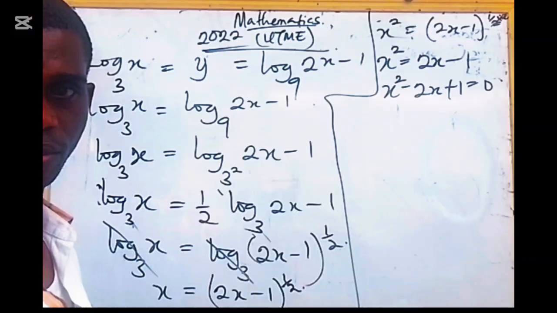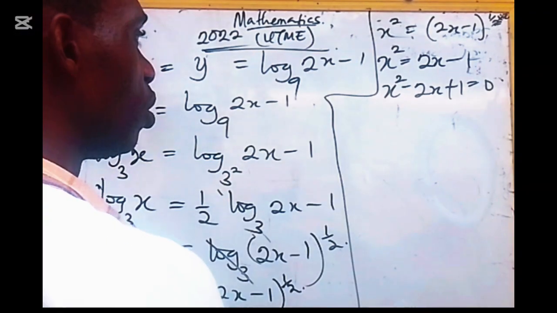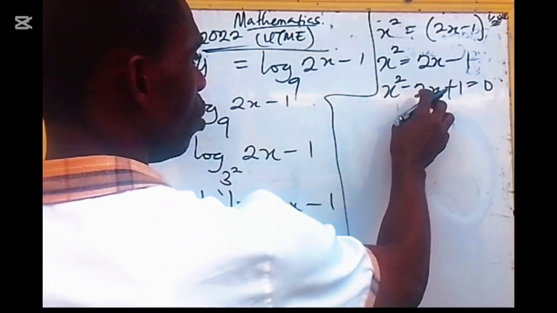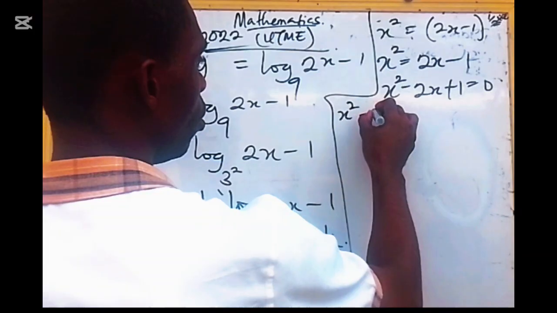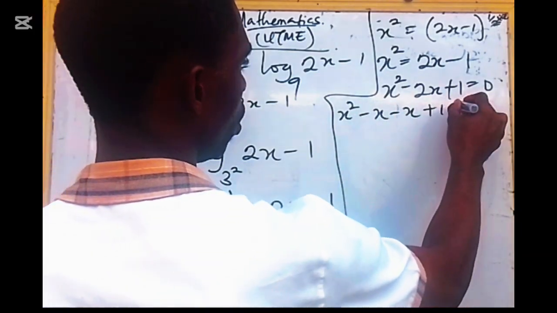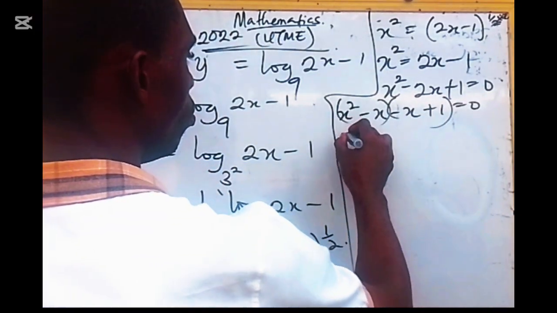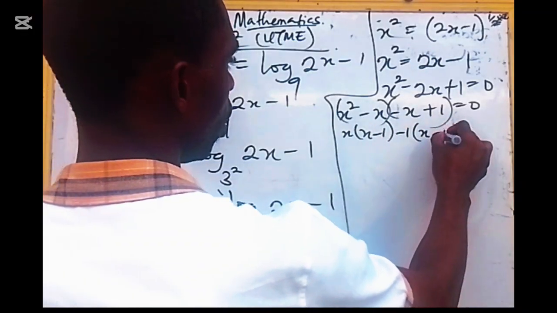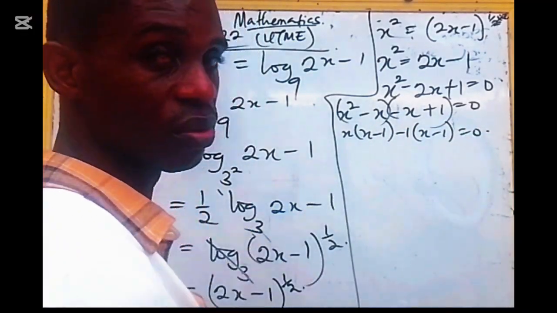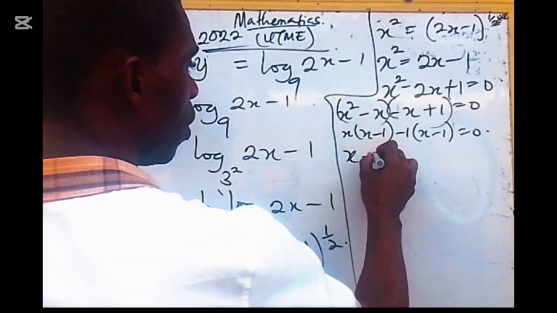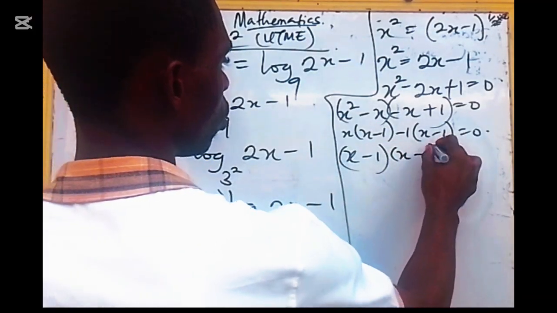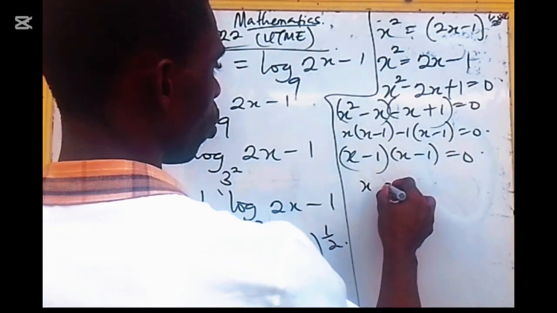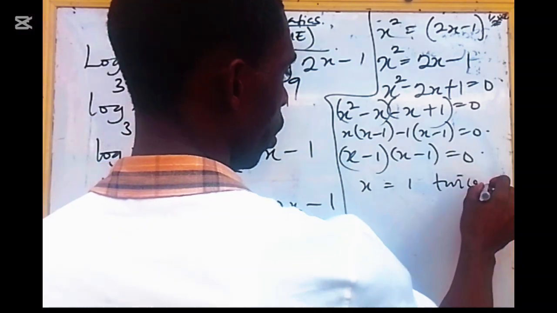Do you get that? Factorization. So we factorize this, that would have what? x squared minus 2x plus 1 equals 0. x minus 1, x minus 1 equals what? 0. x minus 1, x minus 1 equals 0. Yes. x equals what? 1. How many times? Twice.